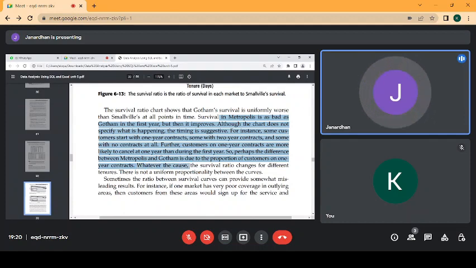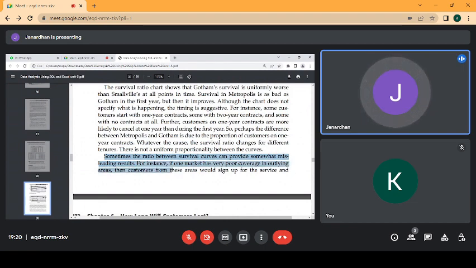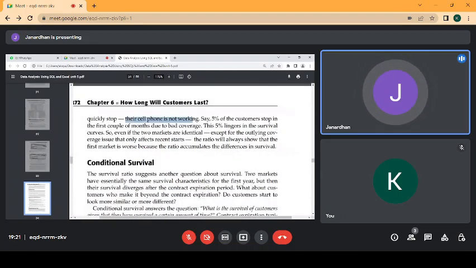Whatever the cause, the survival ratio changes for different tenures. There is not a uniform proportionality between the curves. Sometimes the ratio between survival curves can provide somewhat misleading results. For instance, if one market has very poor coverage in outlying areas, then customers from these areas would sign up for the service and quickly stop. Their cell phone is not working.